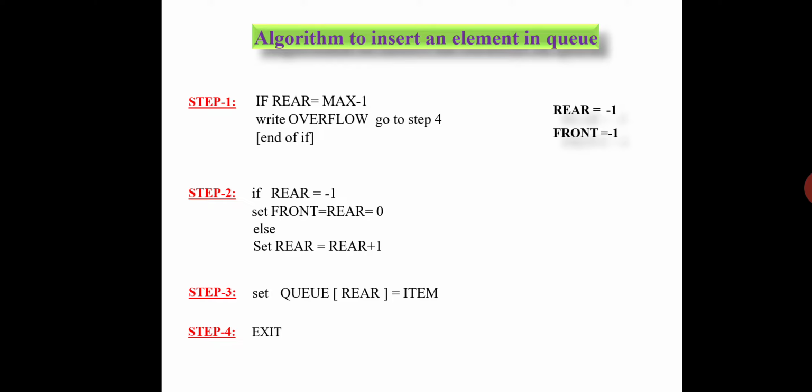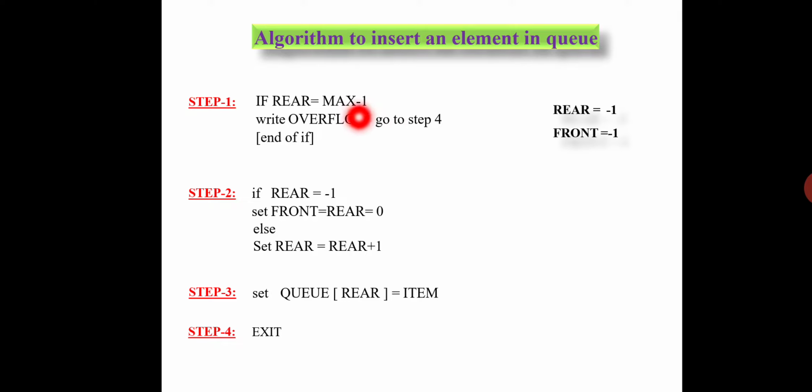Then coming to the algorithm for insertion of an element in the queue. First we check the condition: rear is equal to maximum minus 1. Maximum is n. If you take 5, then rear is 5 minus 1, which means rear is equal to 4, because it starts with 0: 0, 1, 2, 3, 4.